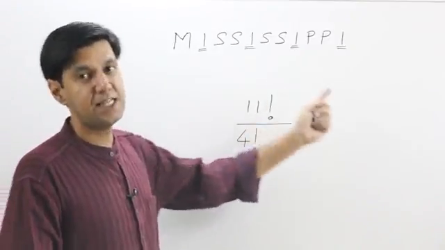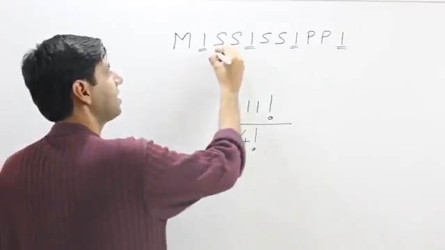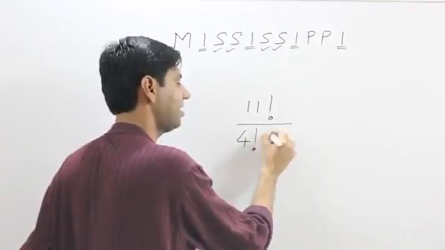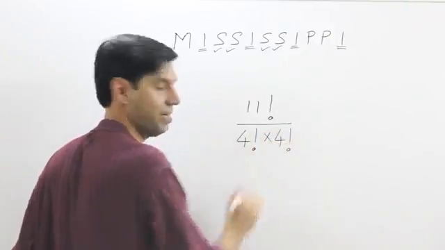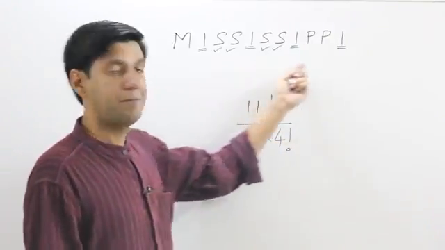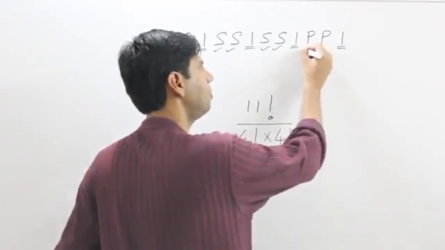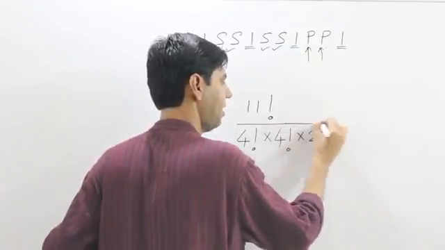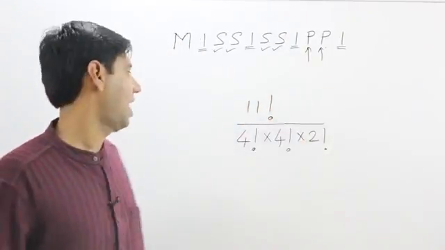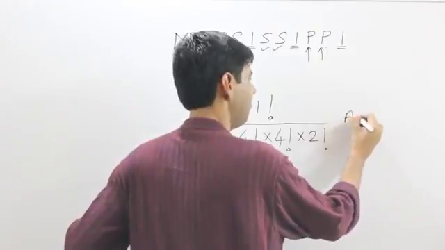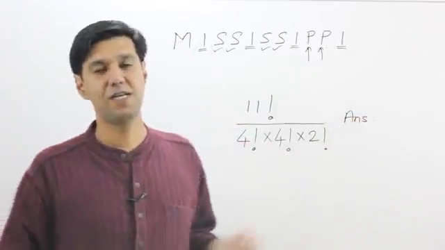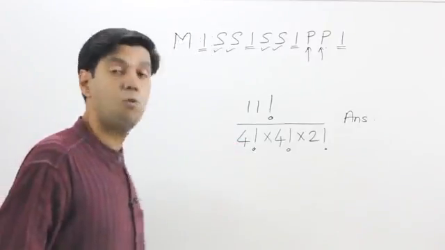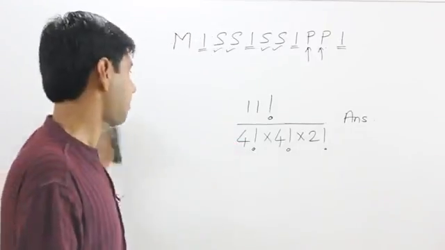Check again, is there any other alphabet which is repeated? Yes, S is also repeated 4 times. So you would have to further divide this by 4 factorial again. Again, any other repetitions? Yes, there's a P also which is repeated twice. So divide this further by 2 factorial. No other repetitions are left, so the answer is going to be 11 factorial divided by 4 factorial, divided by 4 factorial, divided by 2 factorial. One should understand why we do this division process.